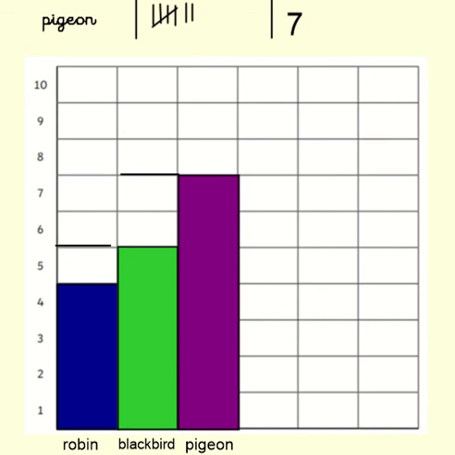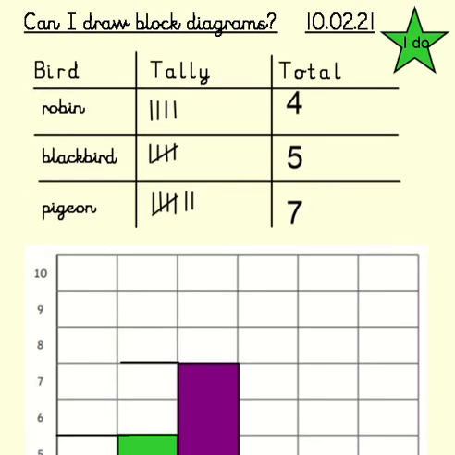Same for this one. I could say, how many more blackbirds did I see than robins? And I saw one more. Look, you can see I would have to shade one more block so that it's equal. So I saw one more blackbird than robin. Okay, so over to you.